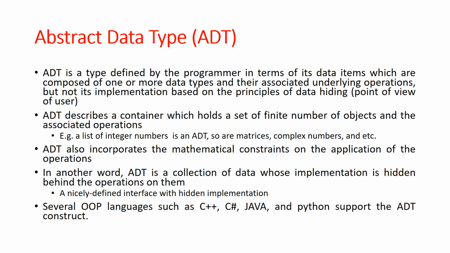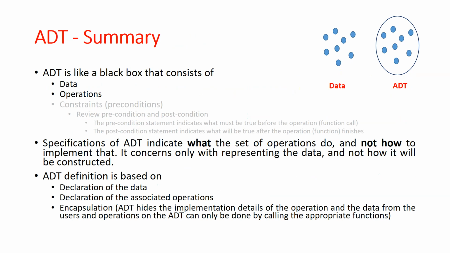So just to summarize, ADT is a collection of data whose implementation is hidden behind the operations on them. A similar concept to member variables and private member variables, public member functions. And there should be a nicely defined interface with hidden implementation. Several object-oriented programming languages such as C++, C#, Java, Python support the ADT construct. So you can see in this picture, that's what I just mentioned here.